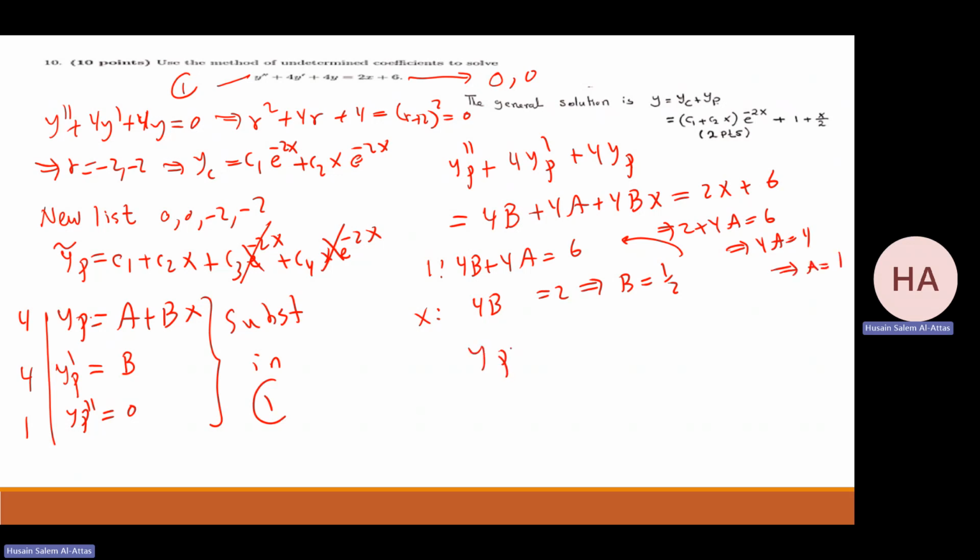So it is YP, A, which is 1 plus half x. General solution, y equal YC plus YP. That is what? What is YC? C1 e to the minus 2x plus C2 x e to the minus 2x, plus 1 plus x over 2, which is this one. Correct. Use variation parameters here.